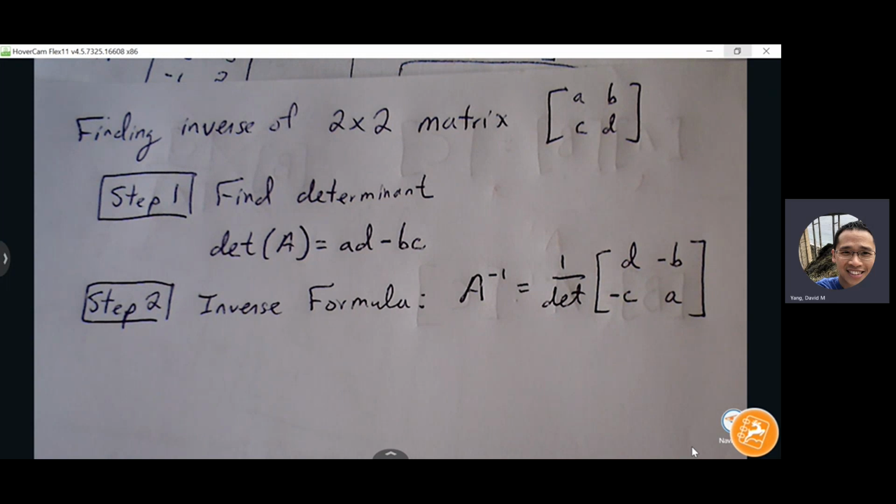Singular asks, can you force a situation where the inverse doesn't exist? That just means your determinant is equal to 0. So just do AD minus BC, set equal to 0, and that way you can solve for X.